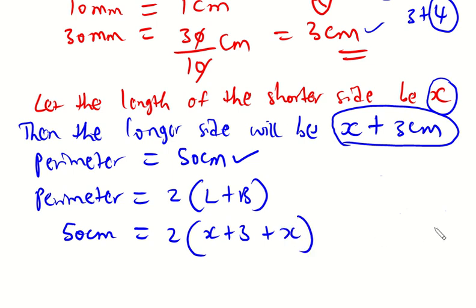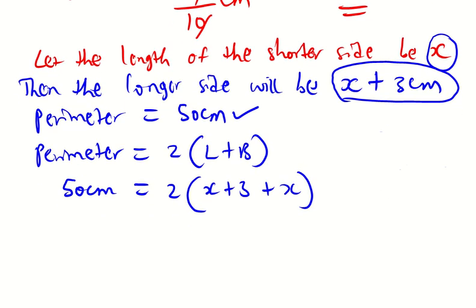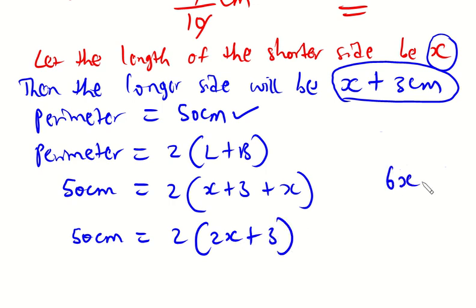So close everything up and let's multiply. That's 50 centimeters is equal to 2 into bracket. Let's add this now. x plus x, that's 2x, and then plus 3. Take note, you cannot add unlike terms. Don't go and write 5x, 2x plus 3 is 5x. It is completely wrong. You cannot add unlike terms. I hope you get my point.